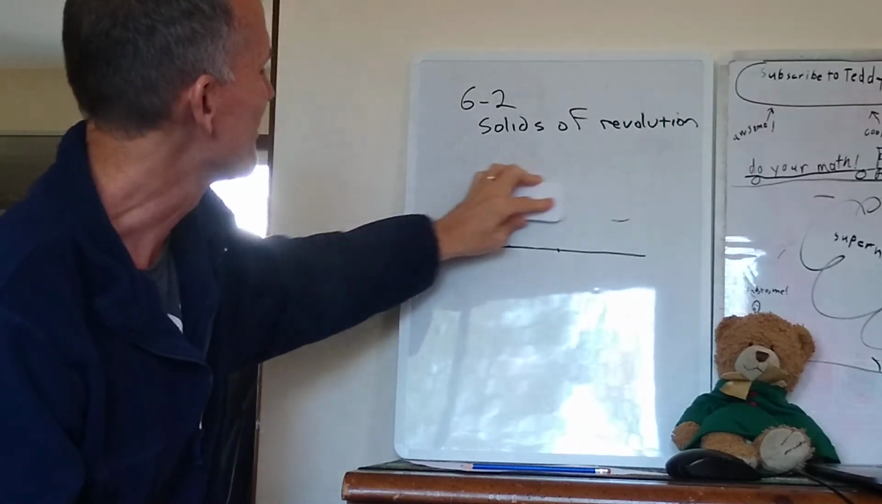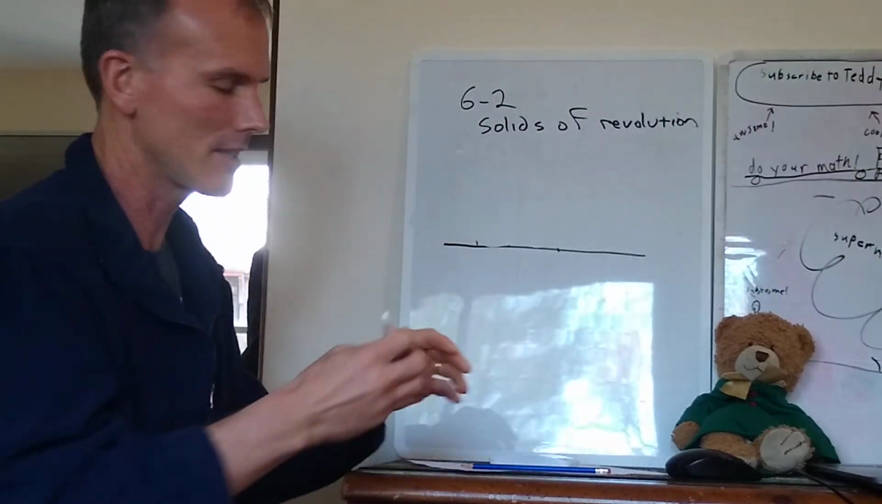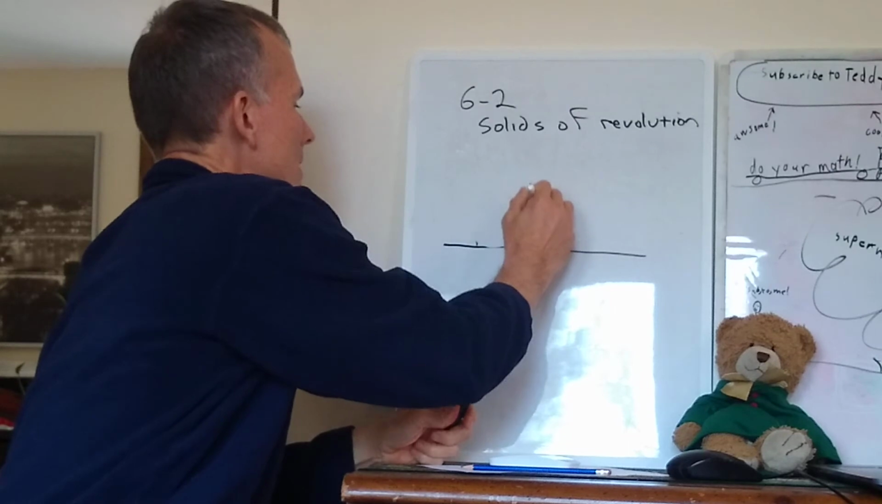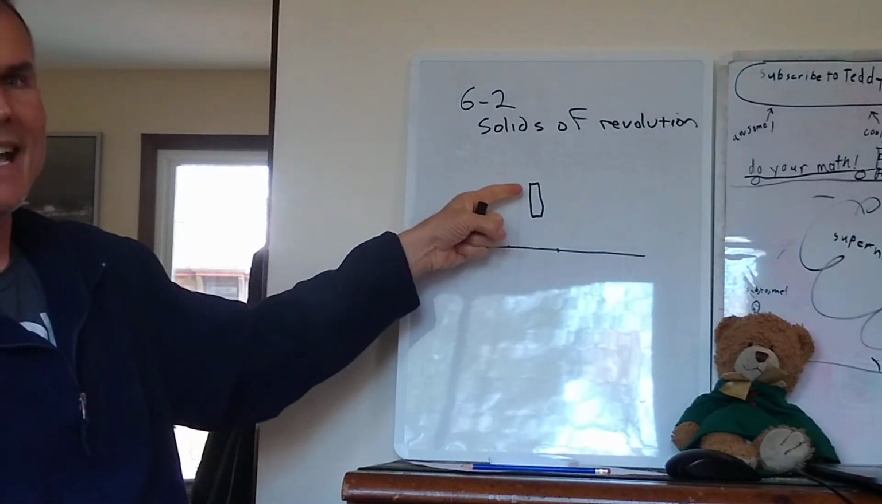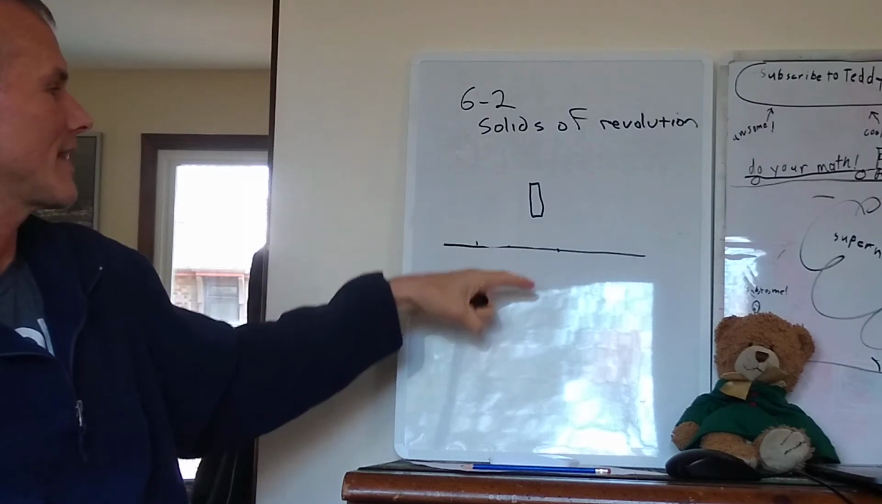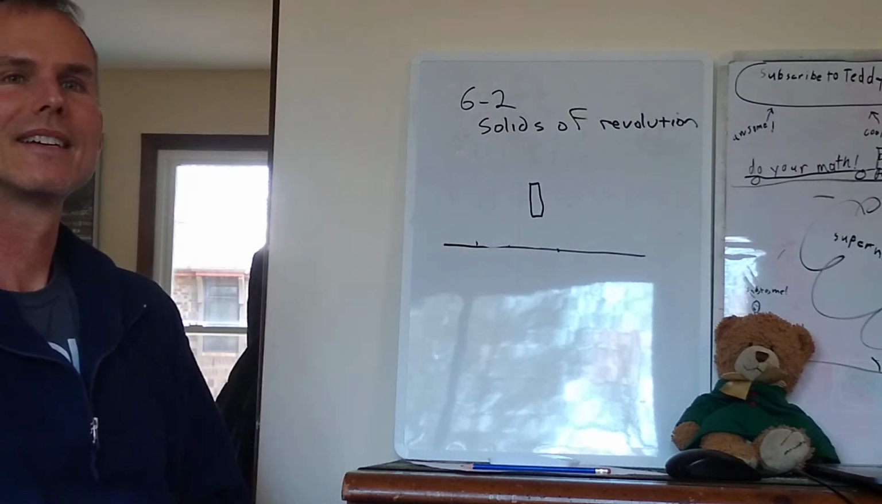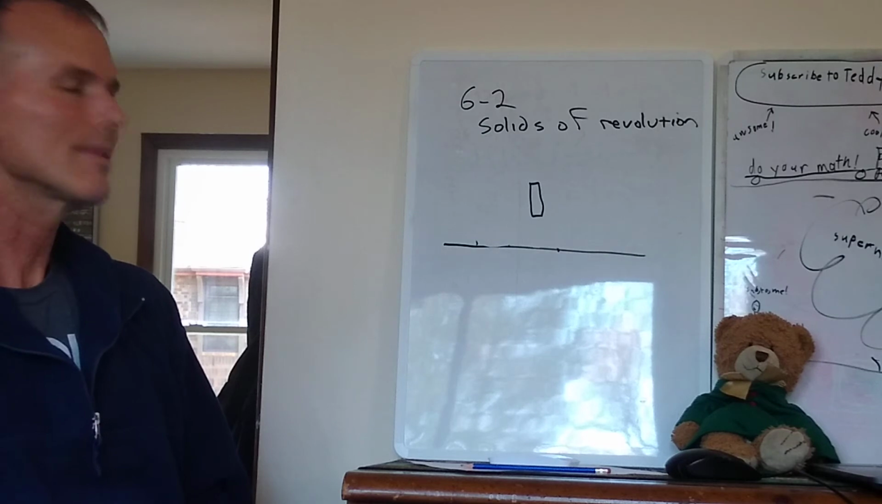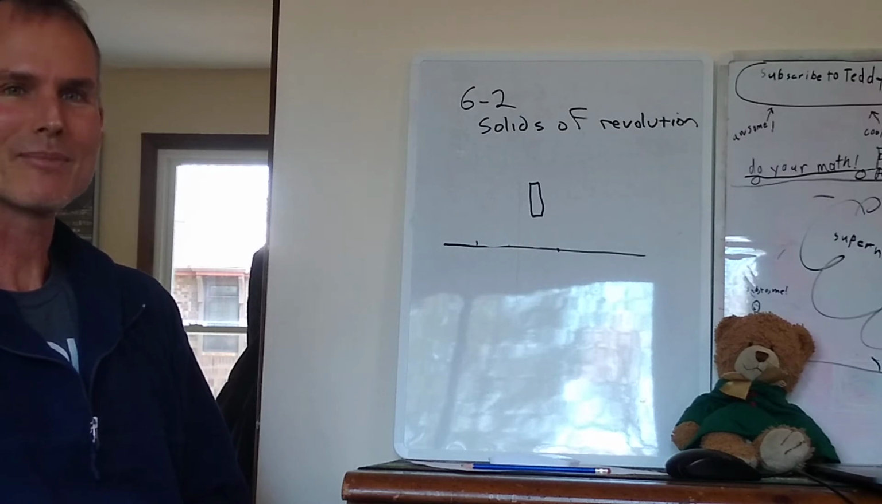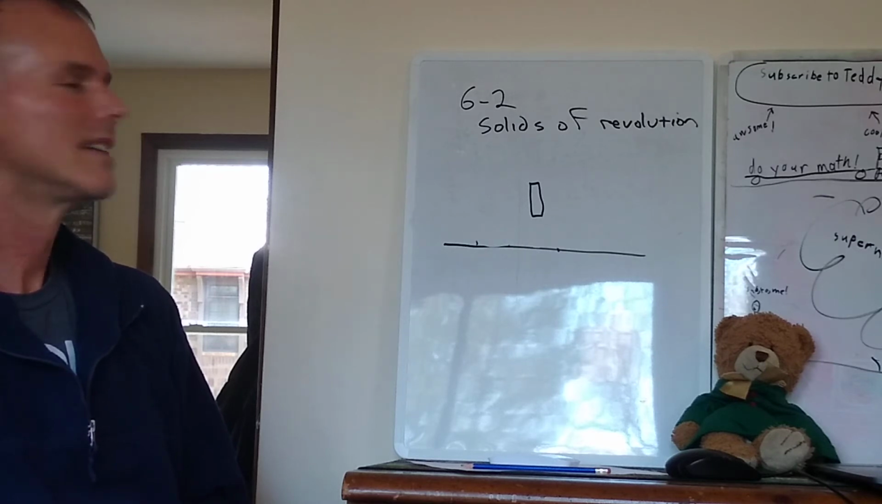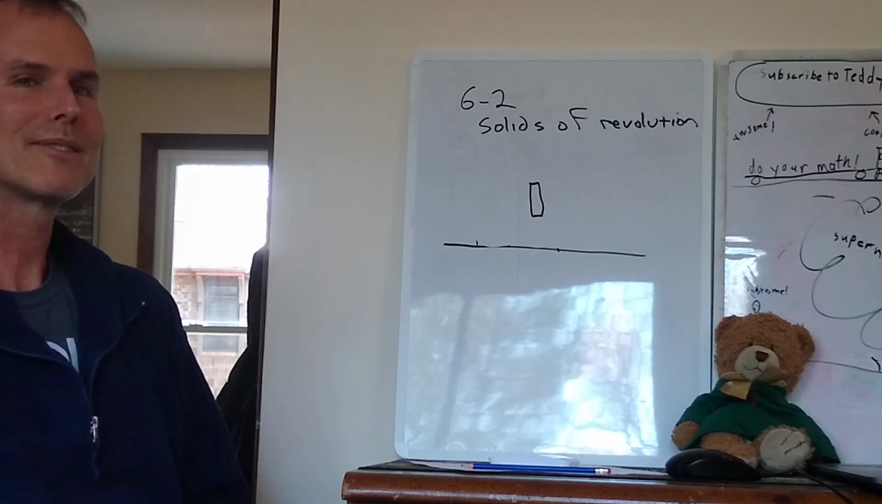Now, let's continue here. What if I do something like that and I spin it? Eliza, what would this look like if I spun that around? It's a rectangle. A rectangular-ish donut. Yeah, but come on, we can do better than that.